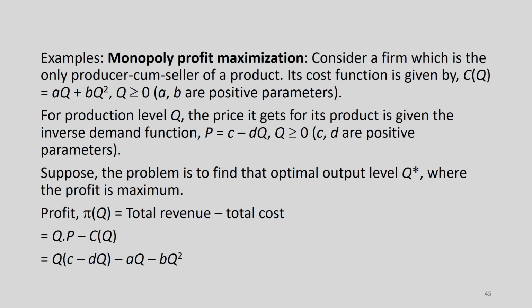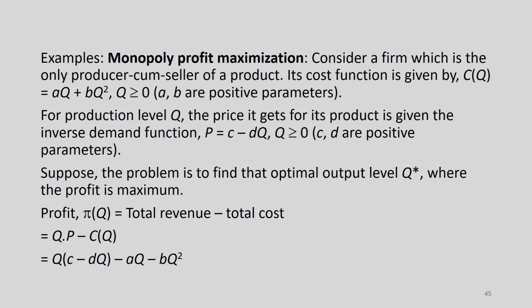This is an example where we use the quadratic functions and try to see where the maximum is occurring or the minimum is occurring. So, this is called the monopoly profit maximization. Consider a firm which is the only producer cum seller of a product.